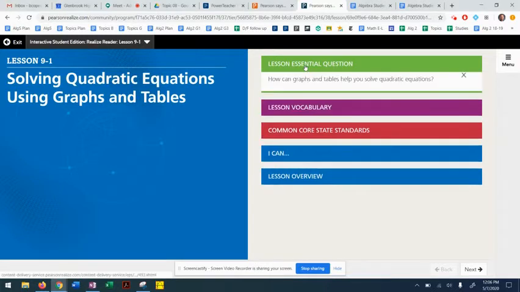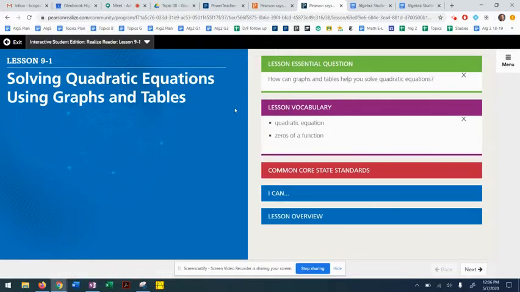First, let's just start off with where we're headed. We're going to look at how graphs and tables can help you solve quadratic equations. Quadratic equations are those involving an x squared term, and we're going to look at solving them by, say, setting them equal to 0 and trying to find the values that work for them.